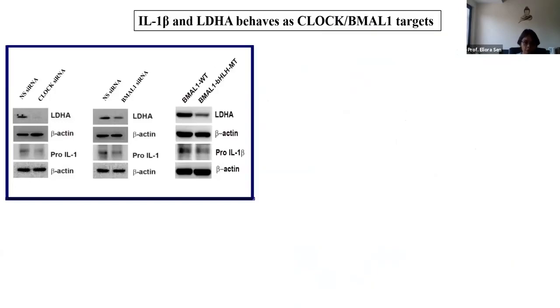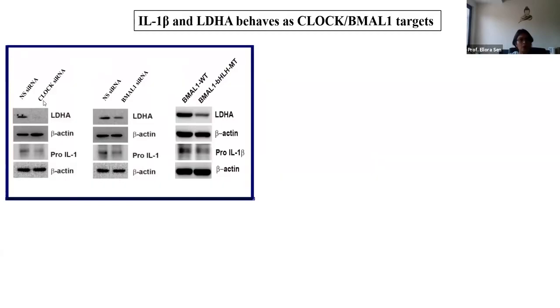Now we did a couple of knockdowns of CLOCK and BMAL1. Once again, what is CLOCK and BMAL1? CLOCK is a histone acetyltransferase. BMAL1 is a basic helix-loop-helix transcription factor. And this complex of both CLOCK and BMAL1 as a heterodimer will come and bind to the E-box sites of clock regulated genes. So clock genes have an E-box site.